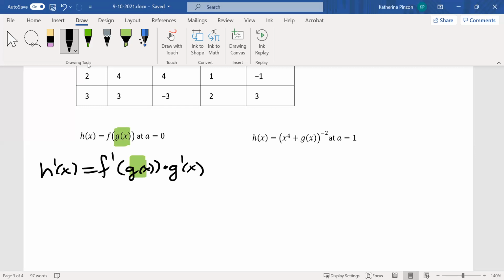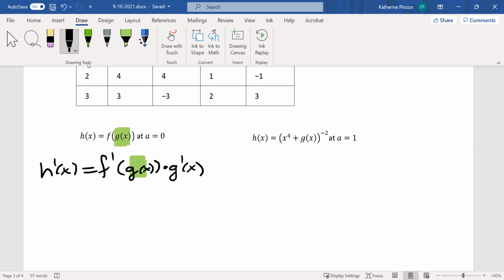So before I plug in any numbers, I'm just going to take both derivatives, okay? So I took the derivative of this first function, f of g of x. My outside function was f, my inside function was g. I do derivative of the outside, leave the inside alone, times the derivative of the inside. Okay, what do you say about this second function? What would you say the outside function is?